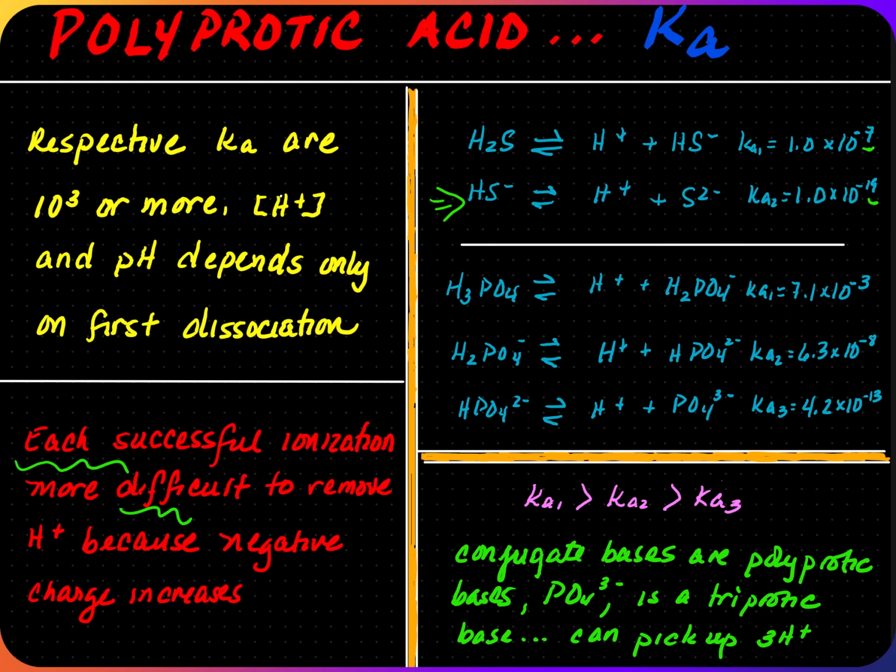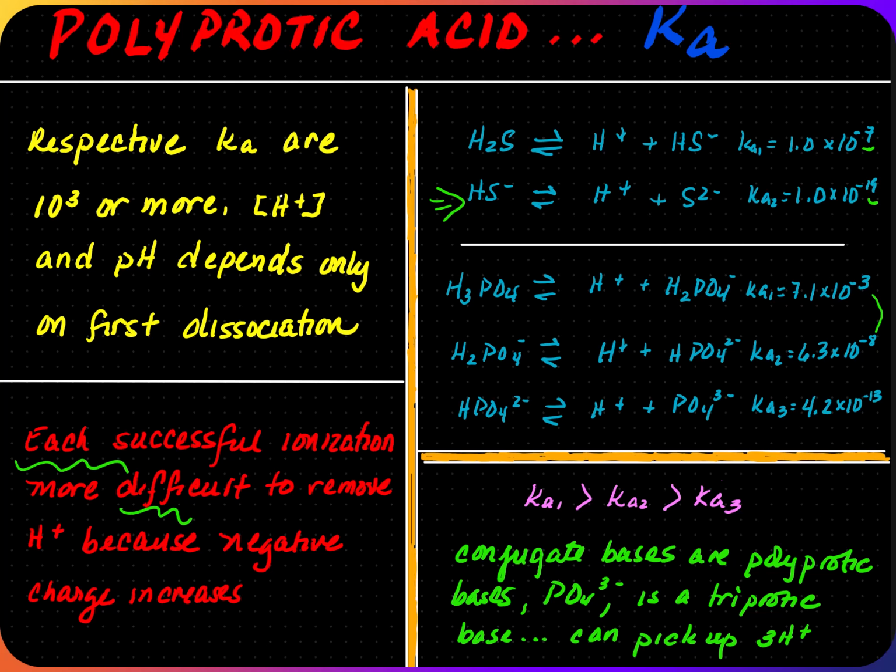So we could just look at the first dissociation. Phosphoric acid is able to ionize 3 hydrogen ions. Its first Ka is 7.1 times 10 to the negative 3. Its second Ka is 6.3 times 10 to the negative 8. Ka3 is 4.2 times 10 to the negative 13.